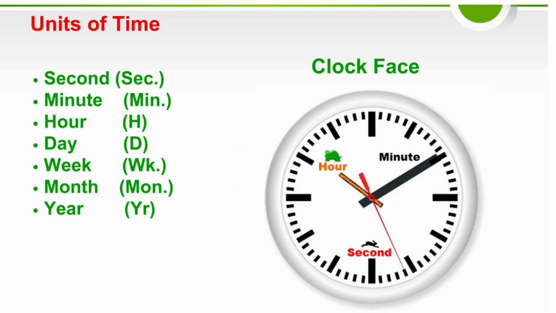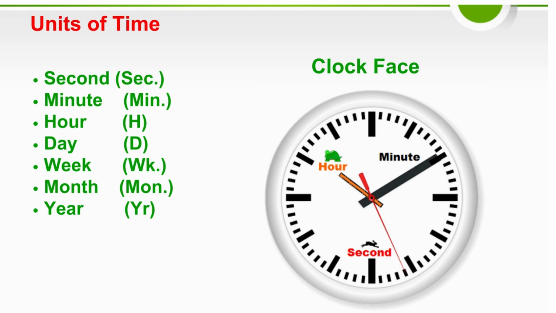Units of time. What are the units of time? We have second, minute, hour, day, week, month, and year. Now let's take a look at this clock face. We have the tiny hand, color red. This reads seconds, and the fat black hand reads minutes, while the short orange hand reads hour.